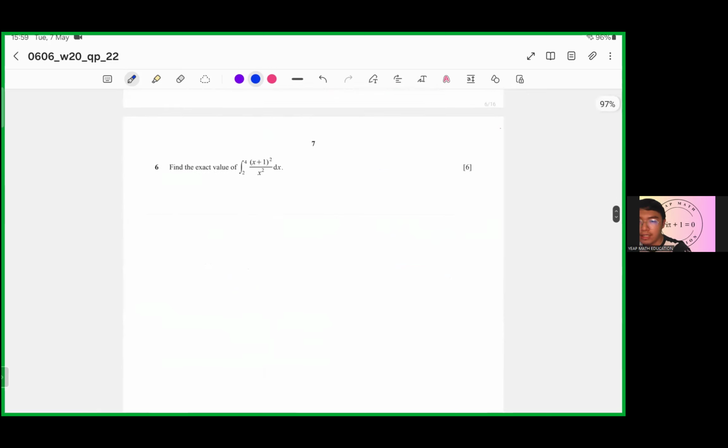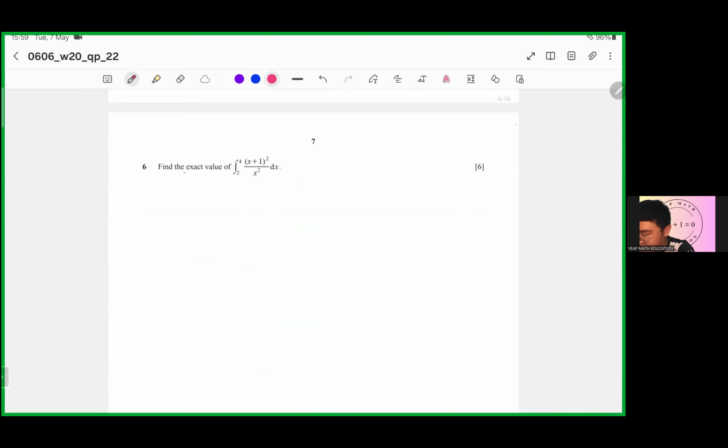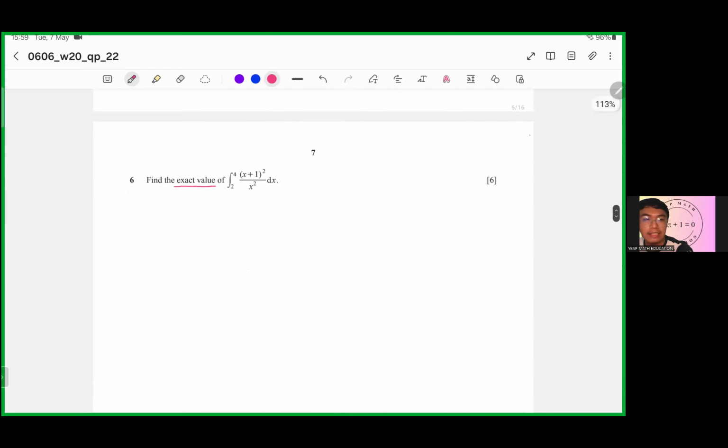Now we look at the next question. This is the integration question: find the exact value of the integral from 1 to 2 of (x plus 1) squared over x squared dx. Now you see this word exact, right? It means your answer must be in exact form, not in decimal places. Now we start.